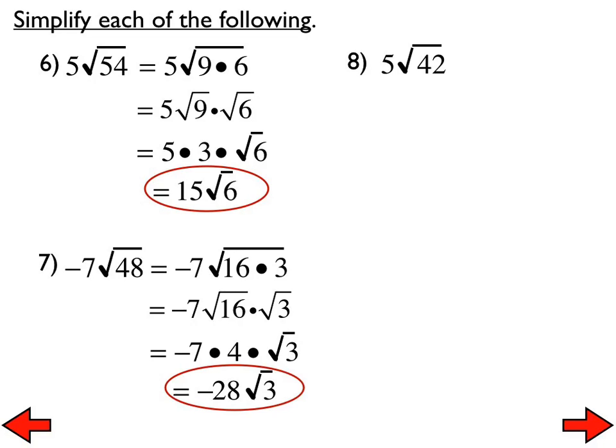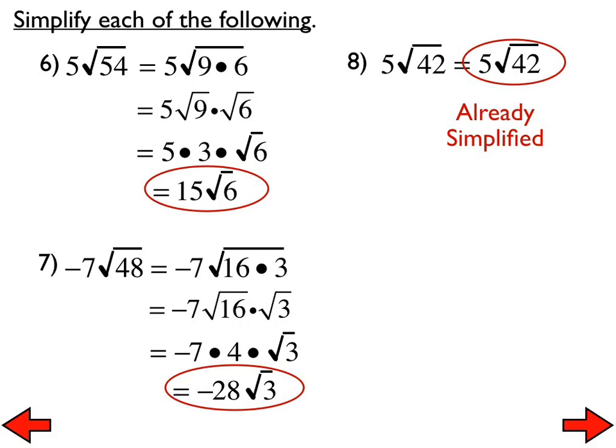Number 8, other than 1, there is not a perfect square that goes into 42 evenly. Therefore, it's already simplified. So number 8 is 5 square roots of 42.